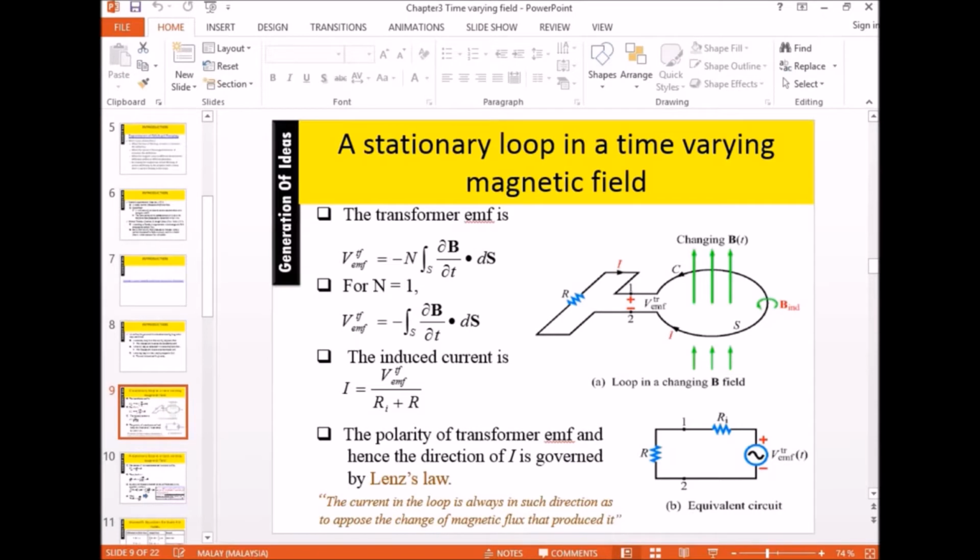So this is what you observe from the video. When you have more loops, the deflection will be bigger because the generated transformer EMF will be larger. Next, you have to integrate. Integrate what? Integrate the partial differentiation of this B.